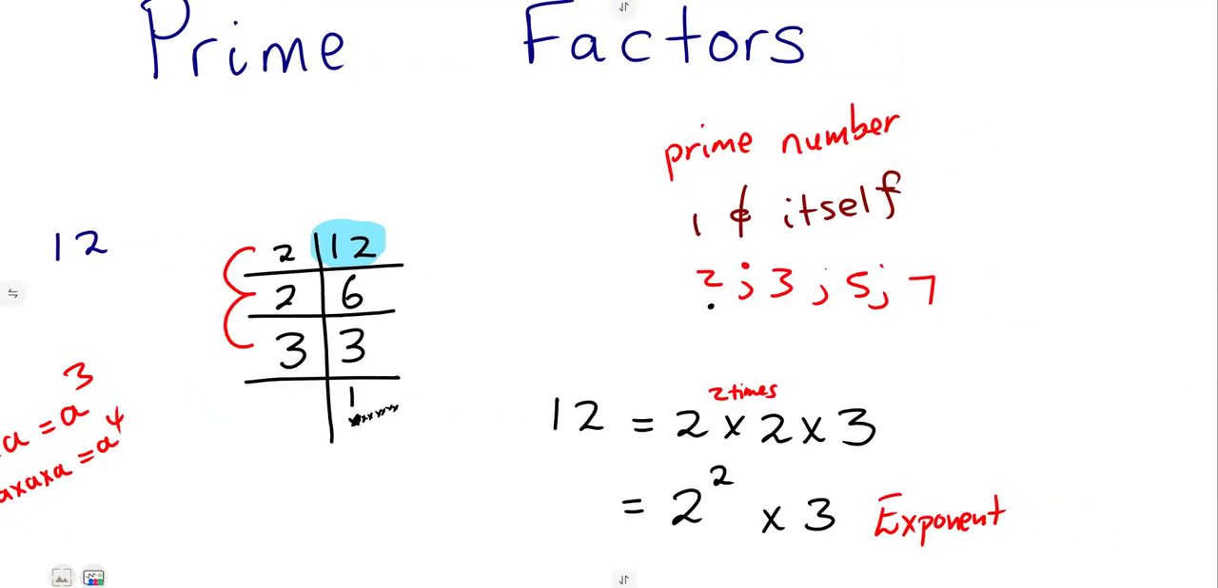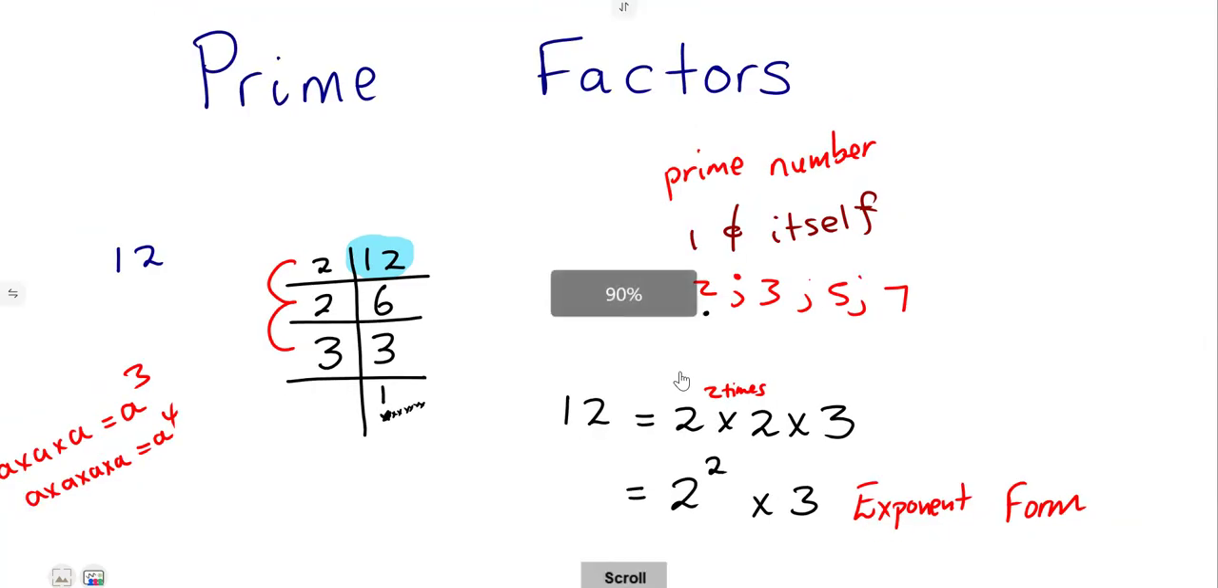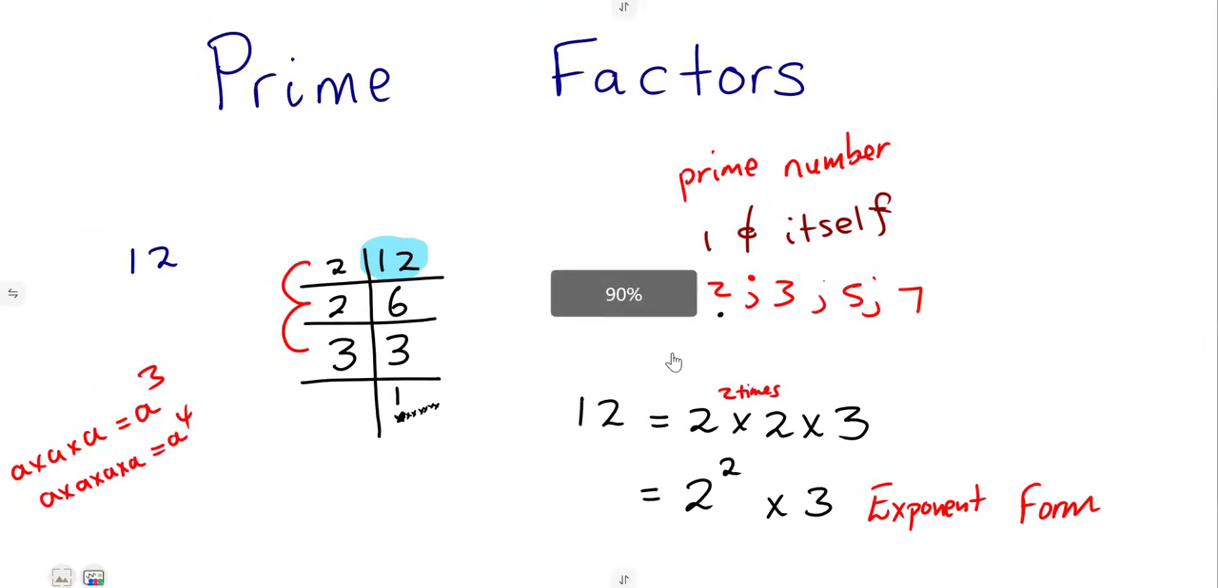Exponent form. It's still a product of its prime factors, but in exponent form. So this is how you can express any number as a product of its prime factors. You consider the prime numbers, those that are divisible by 1 and itself, starting from 2, 2, 3, and so on in that order.